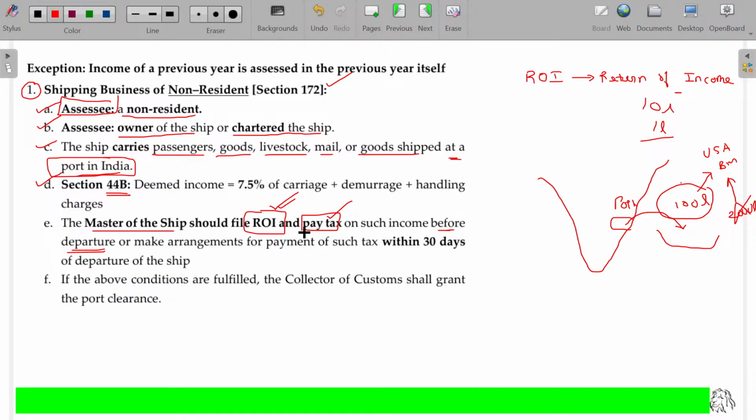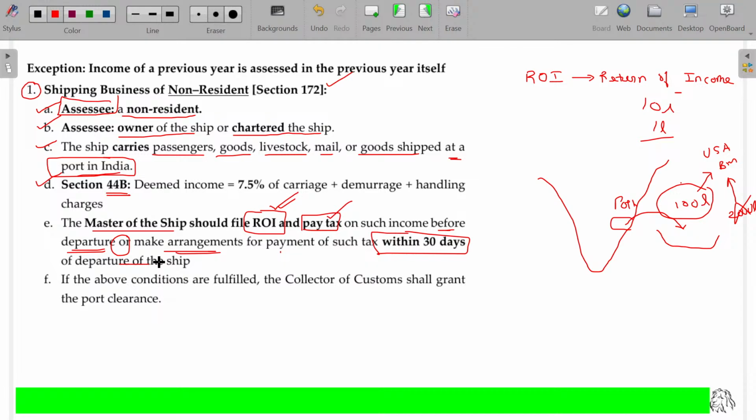Sorry, emergency, sir. I had to immediately start and move, sir. Okay. Make some arrangements, some person in charge in India. He will take the responsibility to pay all these things, or make arrangements for payment of such tax within 30 days of the departure of the ship. Is that clear? Hope you will now be able to understand.